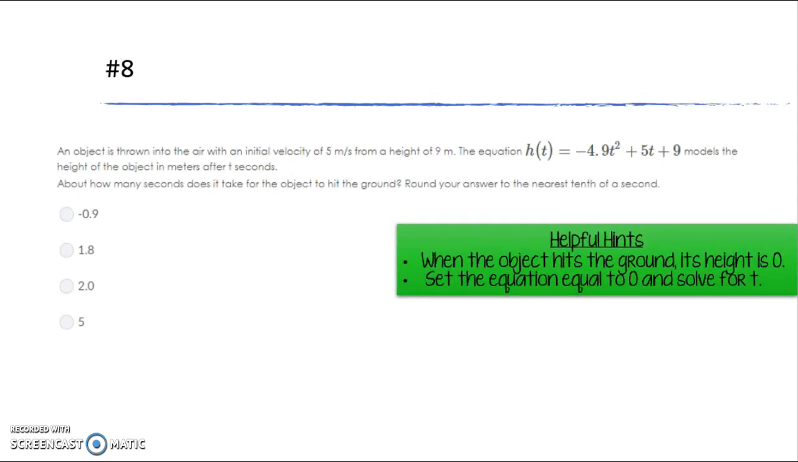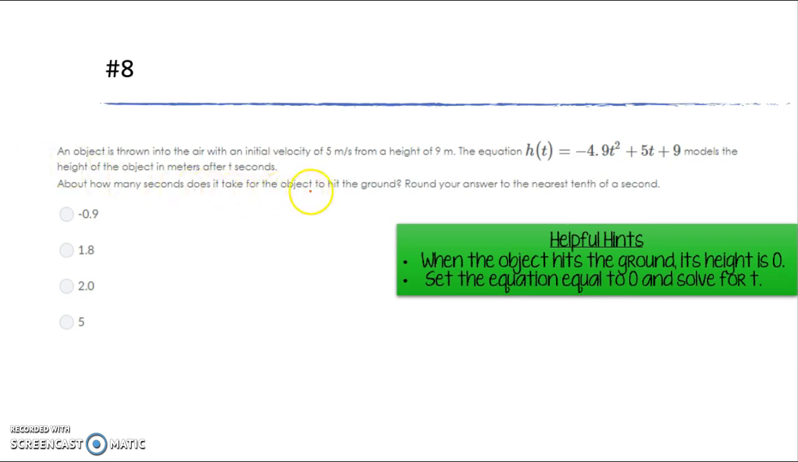Number 8, an object is thrown into the air with an initial velocity of 5 meters per second from a height of 9 meters. This equation models the height of the object in meters after t seconds. About how many seconds does it take for the object to hit the ground? Round your answer to the nearest tenth of a second.